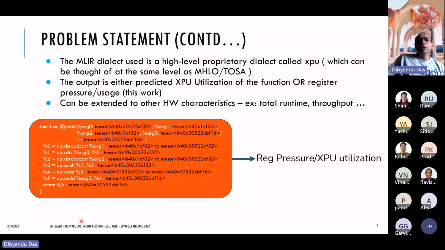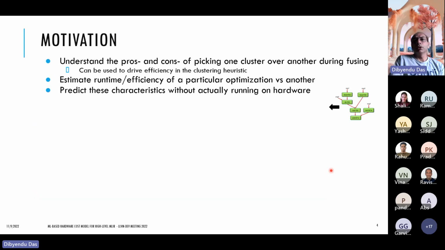Okay. And then, given this, what I'm trying to do is predict various hardware characteristics. It can be register pressure, it can be XP utilization, it can be various other things. I'll mainly talk about register pressure in this particular piece of work, but we did it for both register pressure and XP utilization. When I say XP utilization, it's mainly, in terms of your code generation, how well you are utilizing your ALU resources and vector resources vis-a-vis memory and other kinds of things. This can be extended to other hardware characteristics like total runtime or throughput. We have been doing some work with total runtime. It is not as successful as the register pressure and XP utilization problems, and I'll tell you why that remains a bit of a challenge.